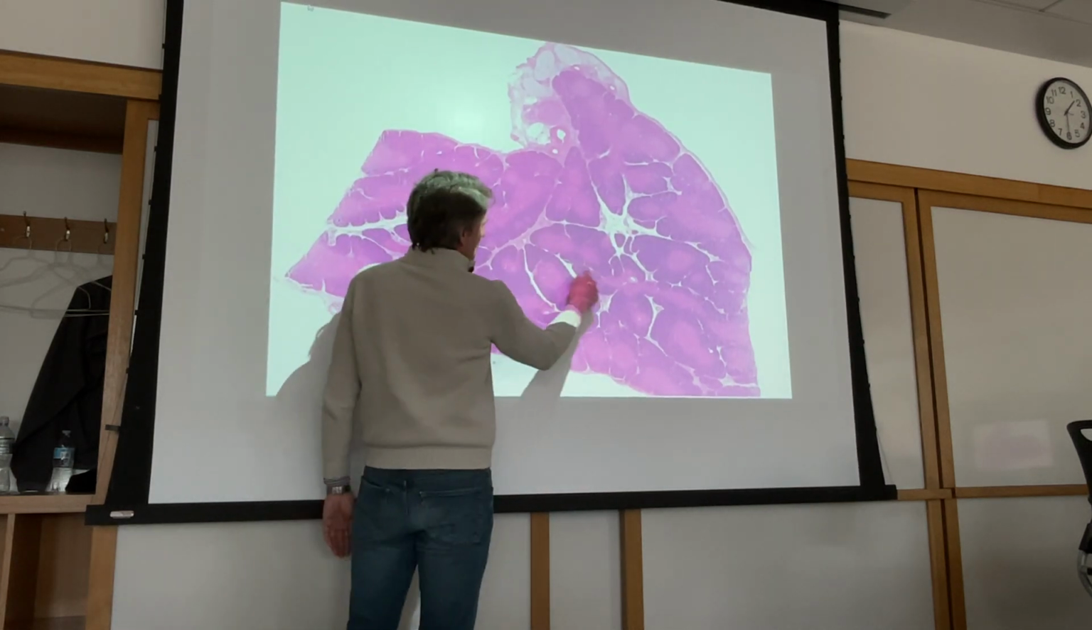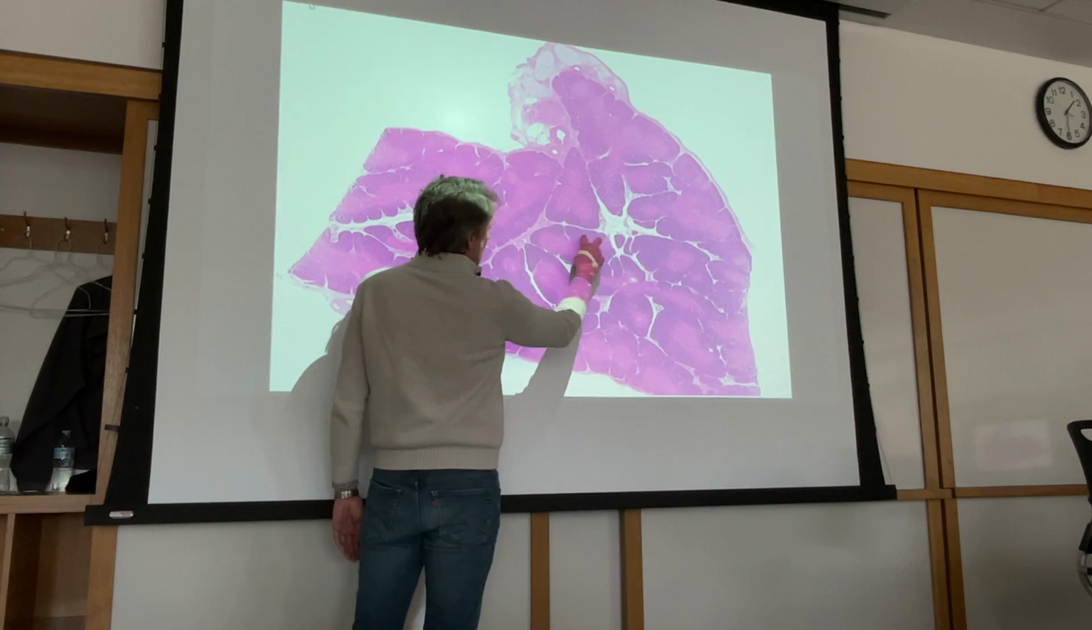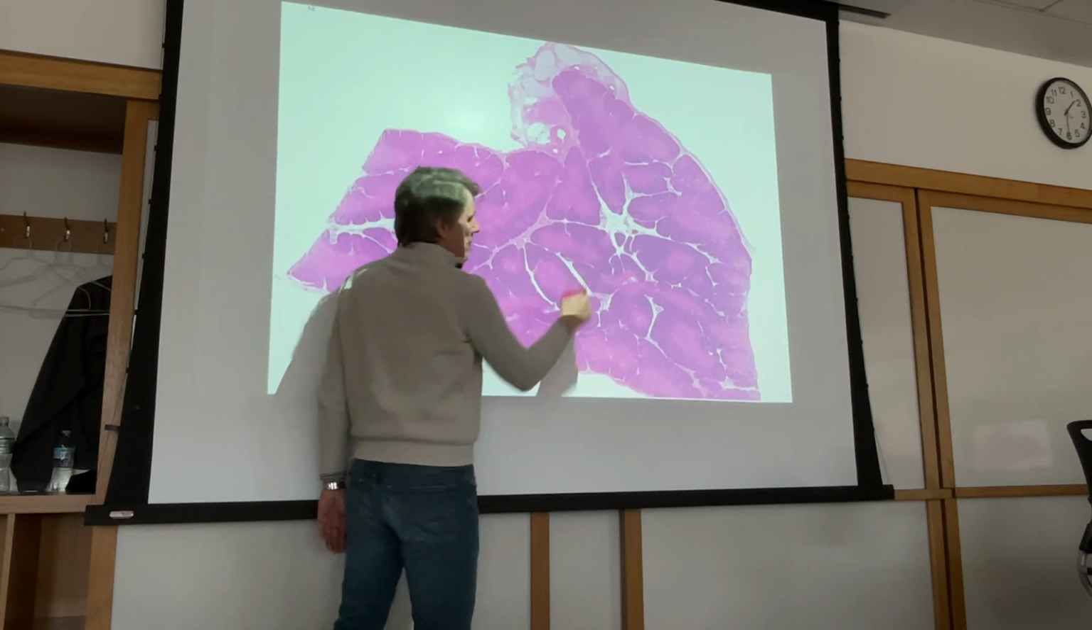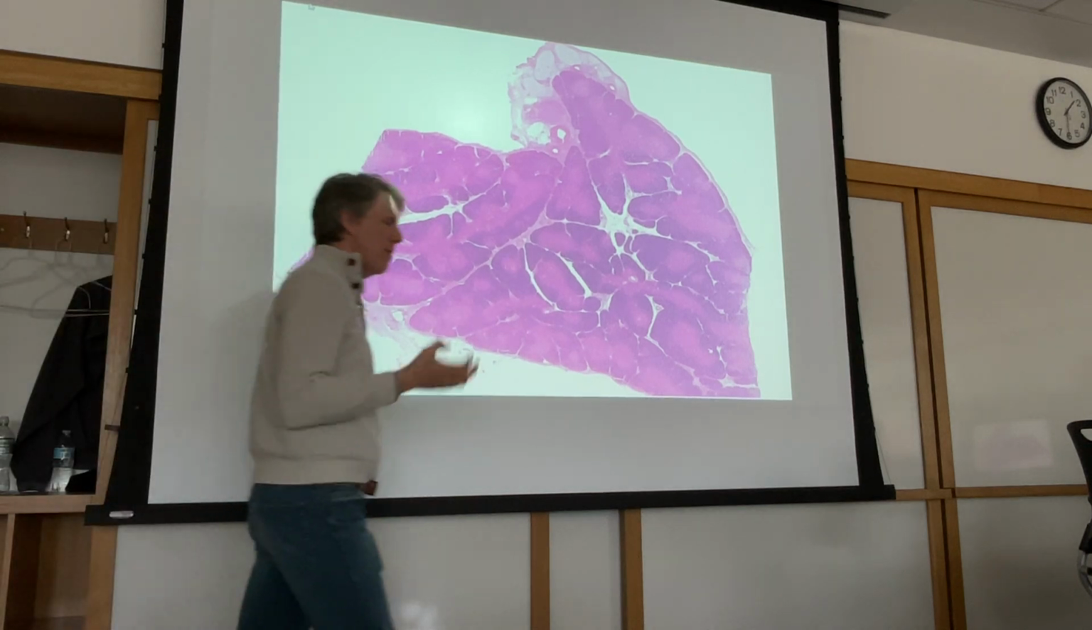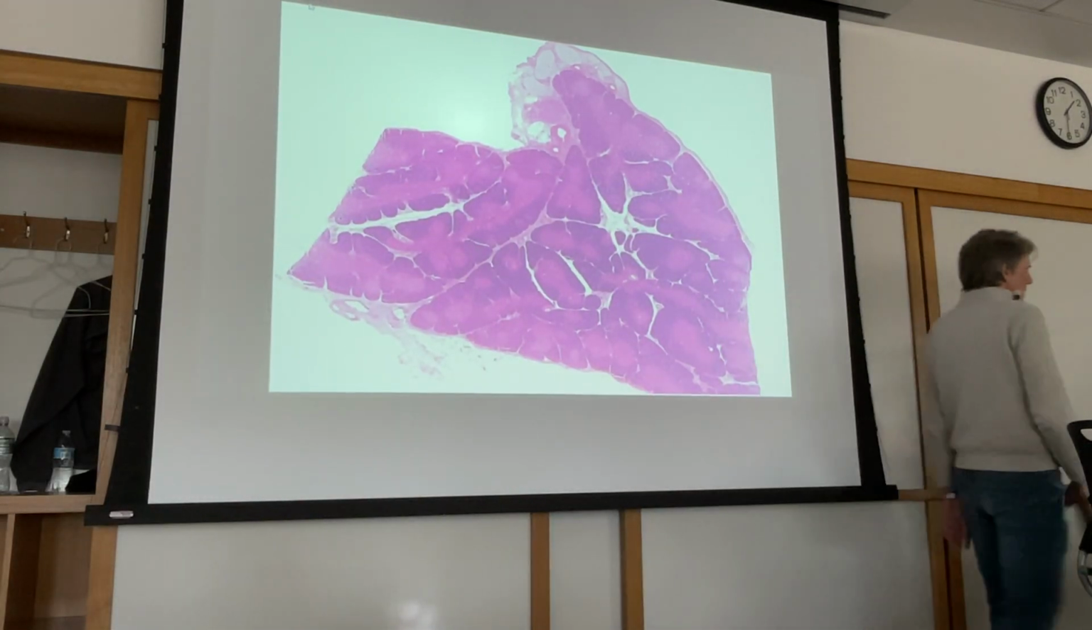Or if you're looking at this one here, the outer part would be the cortex, and then the inner part that's lighter would be the medulla. So it's a little bit different way that they name the cortex and the medulla. They base it on the lobules.